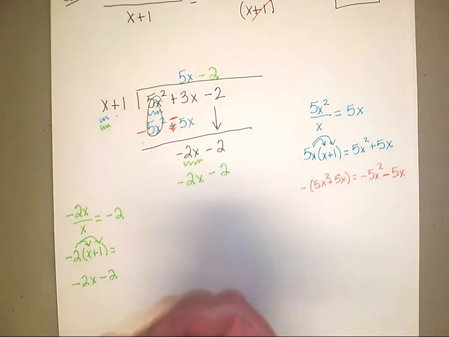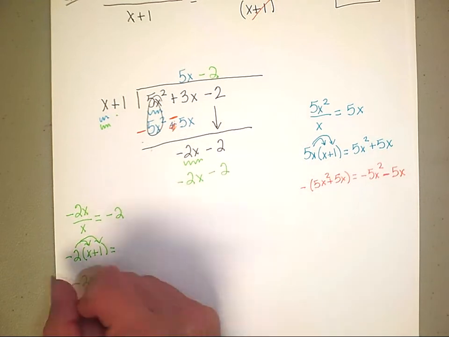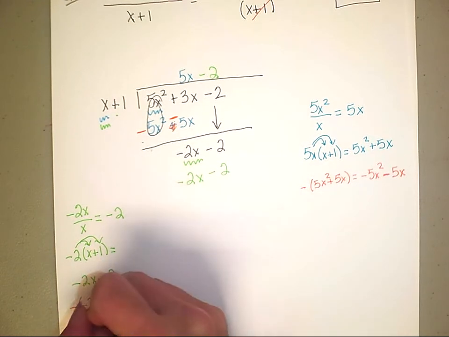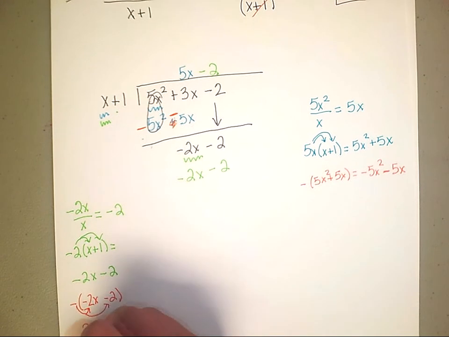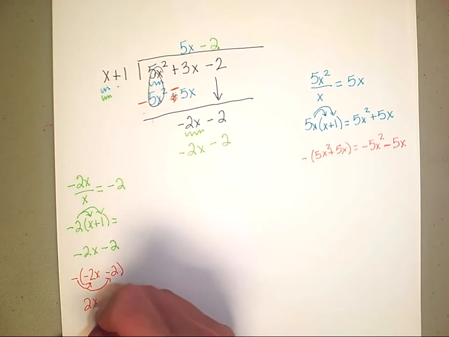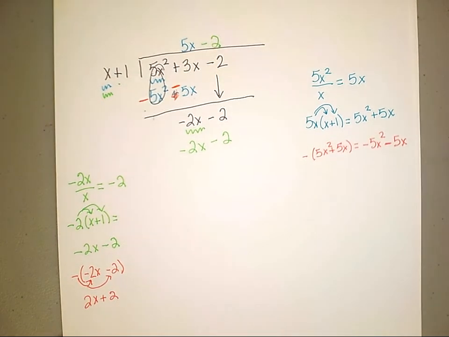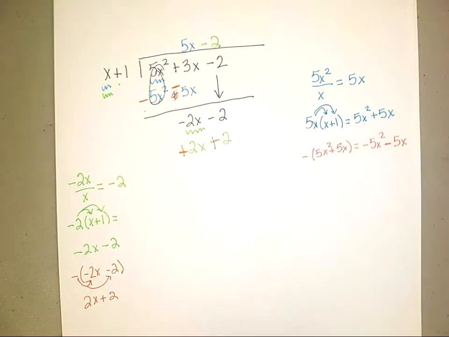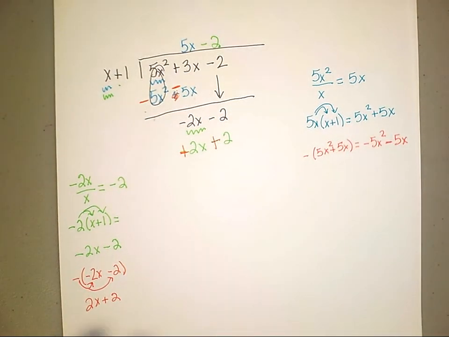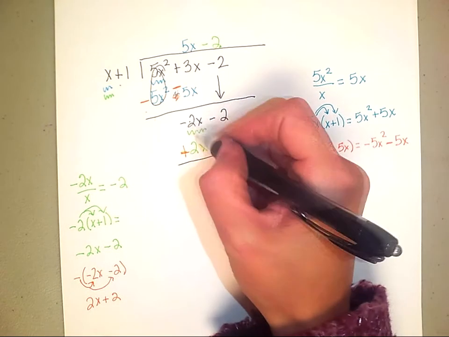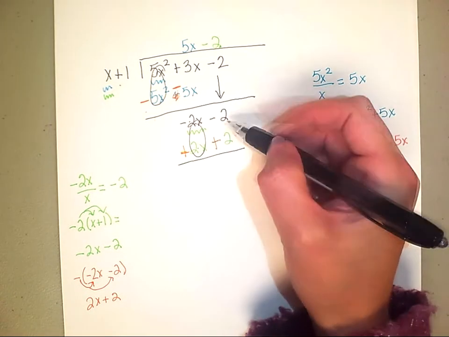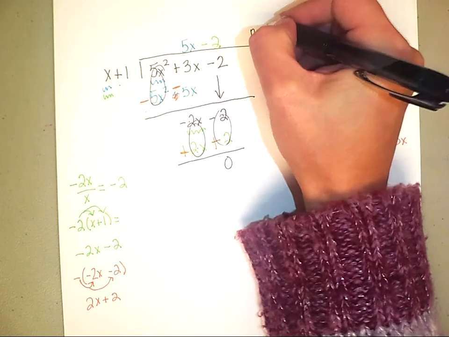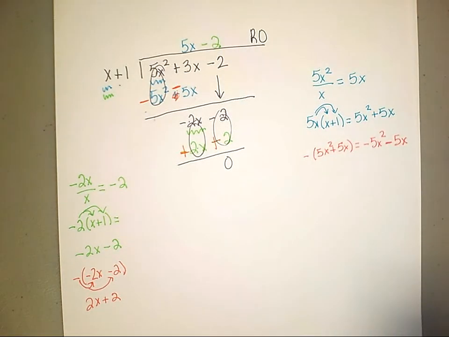But remember that now we have to subtract the entire polynomial, so that means we have to distribute this negative to get positive 2x plus 2. So I need to change these signs to positive 2x and positive 2. And now, when we add, negative 2 and positive 2 go to 0. That means there is no remainder. The remainder is 0.